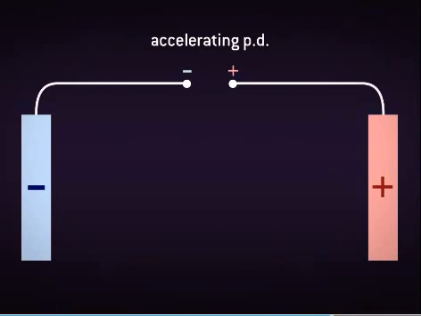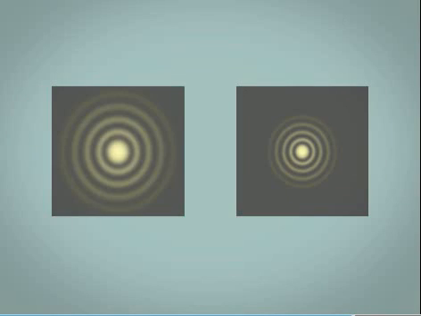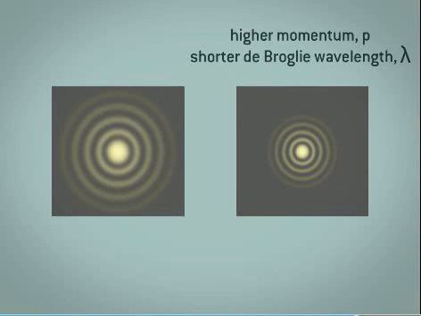The electron gun uses a potential difference to accelerate the electrons. Increasing the potential difference causes the electrons in the beam to travel faster. The higher momentum of the electrons corresponds to a shorter de Broglie wavelength, and so the electrons are diffracted less and the rings in the diffraction pattern are closer together.